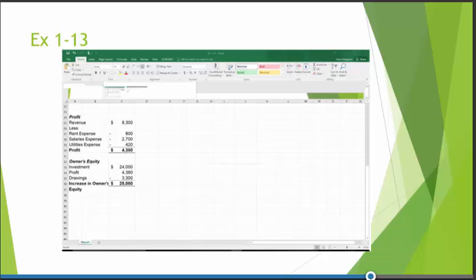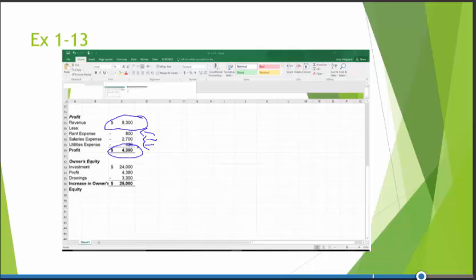Part 2 of the question asks us to calculate profit for the month. And profit is our revenue, what we've earned, less the expenses, the costs incurred to generate that revenue. So we pull it from our tabular chart. We had revenue of $8,300 coming from transaction number 4, and then we subtract our expenses. Our rent expense was $800, our salaries expense was $2,700, and our utilities expense was $420. So revenue less expenses gives us our profit. So Star's profit for the month of July was $4,380.